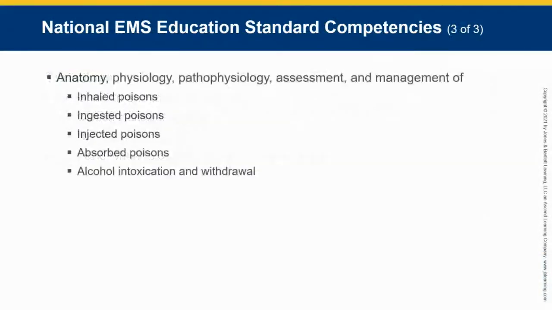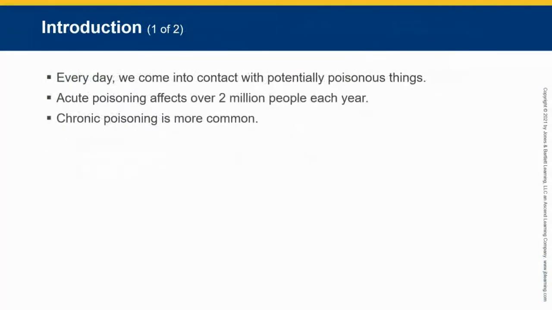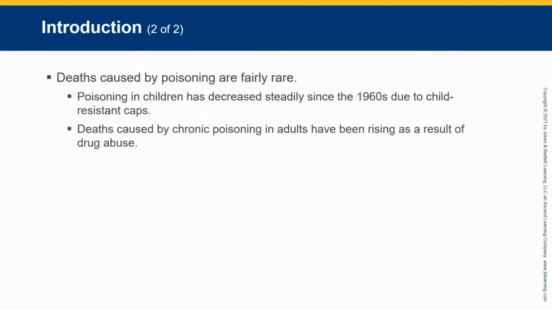We'll skip through our competencies and move directly to our introduction. So of course we know that every day we potentially come in contact with poisonous things, but something we might not know is that 2 million people a year are affected by acute poisoning, but chronic poisoning is more common. And death by poisonings, even though we might not think so, is actually fairly rare.